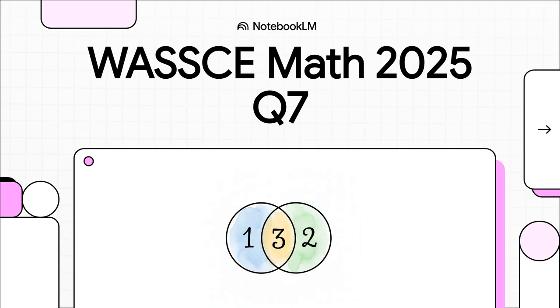Today, we're jumping right into a real WASSCE Mathematics question for 2025. We are going to totally conquer question 7 on set theory. Now, I know set theory can sometimes look like a crazy jumble of weird symbols and letters, but don't sweat it. We're going to make this completely visual, incredibly clear, and we'll be looking right at the numbers every single step of the way. Let's get right into it.